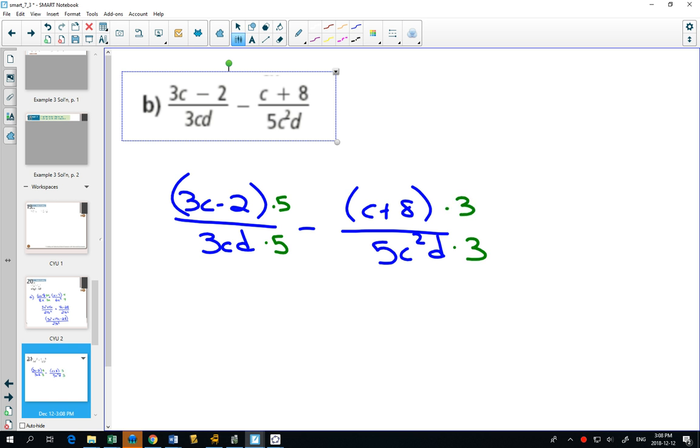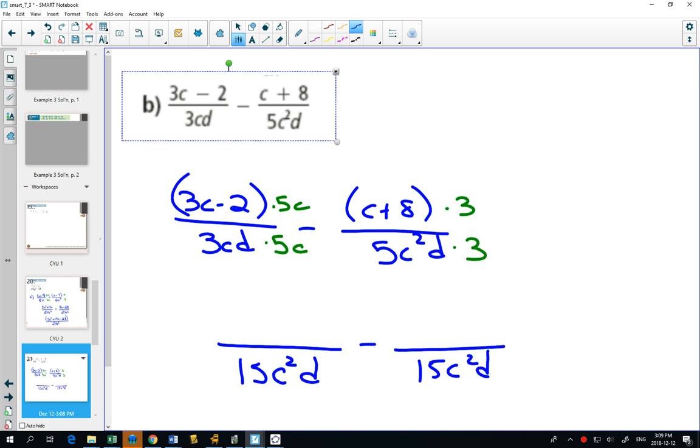Look at your variables. The first one needs a c. Does the second one need anything? No. So now we have successfully got a common denominator. On the bottom here would be 15c squared times d. Second one will be 15c squared times d. If I distribute here, I would get 15c squared minus 10c, and here 3c plus 8.